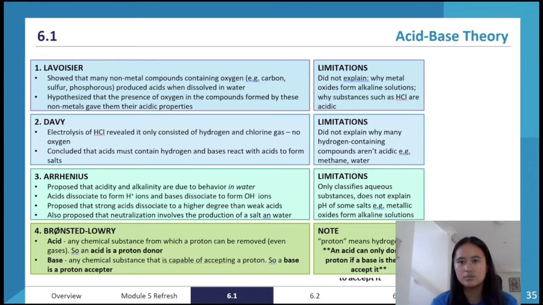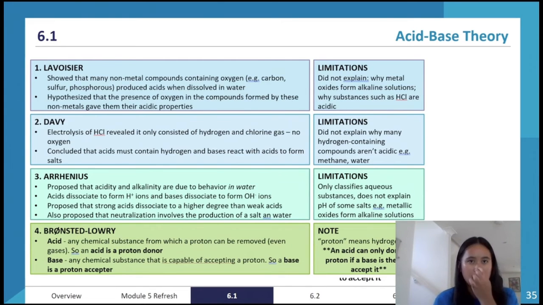Why did this happen? Why did he think that? He just noticed it. But why did we abandon that theory? It's because metal oxides form basic solutions, and it didn't explain why things like hydrochloric acid are acidic when there's no oxygen in it. So we threw Lavoisier out the window. We don't care about that too much.